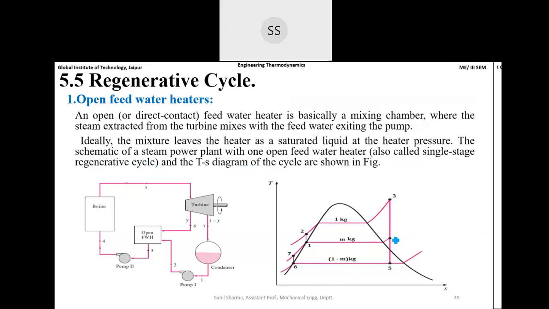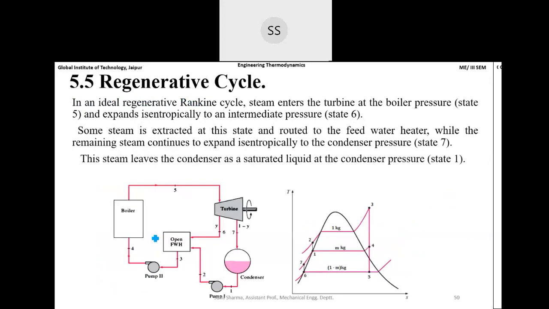Very simple, because one FWH is the very simple thing. We previously did it for the 2 FWH, so it is now very clear and easy. Similarly, you may talk about the other things also.